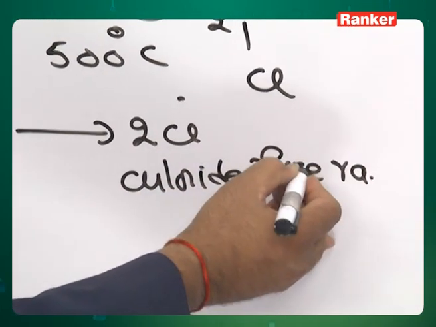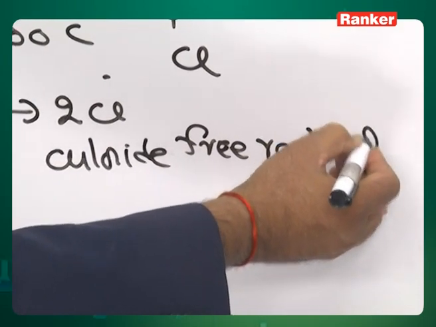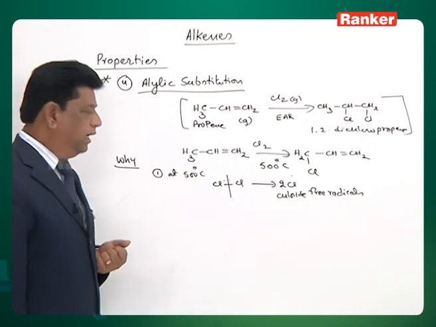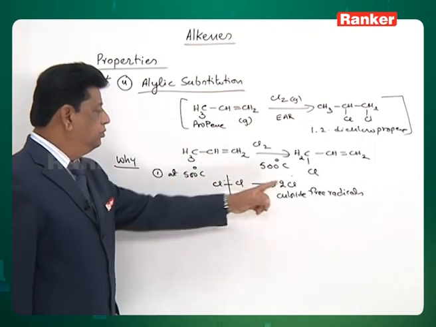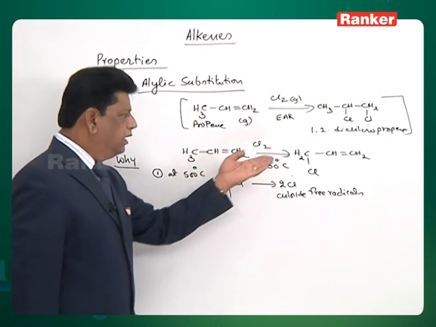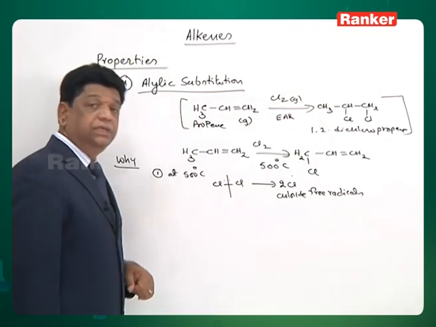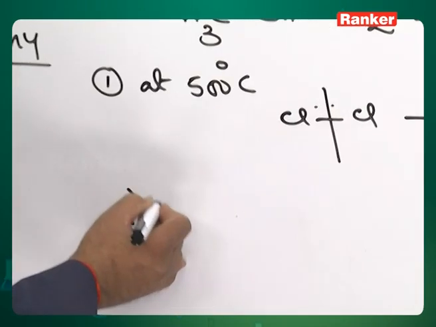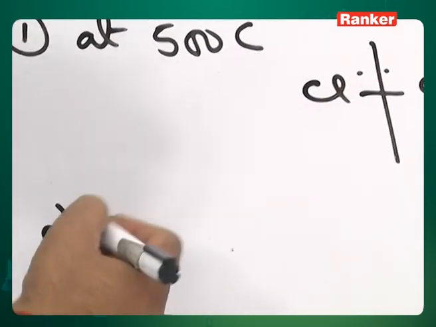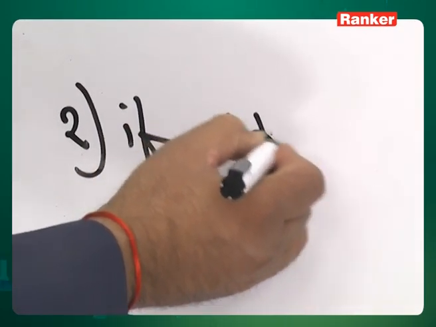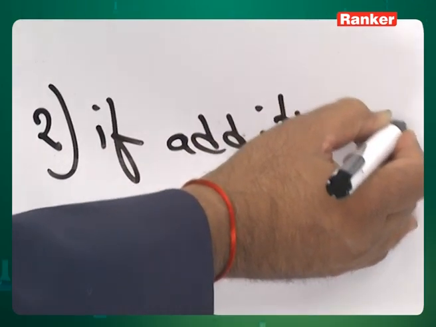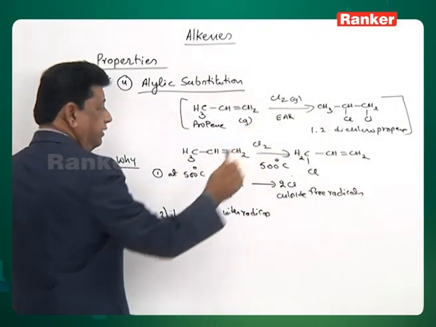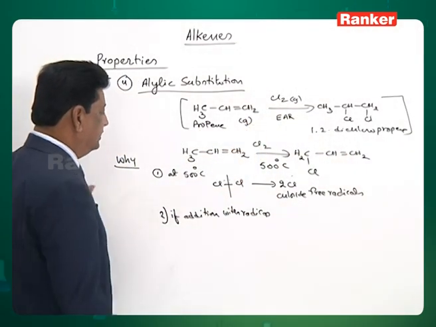Then we can also argue: if free radicals are present, what happens? Radicals can also undergo addition reactions because unsaturation is there. One of these two chlorines can add, giving the same type of addition reaction. Why not? Then we have a second explanation. If addition takes place with radicals, not with the plus and minus of the other case, then what happens?